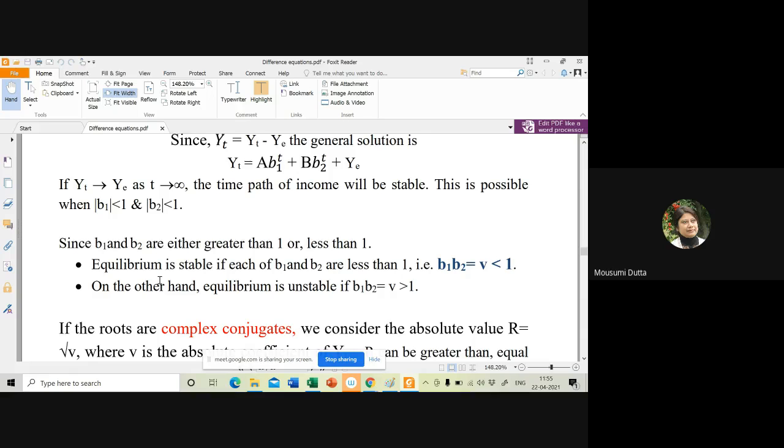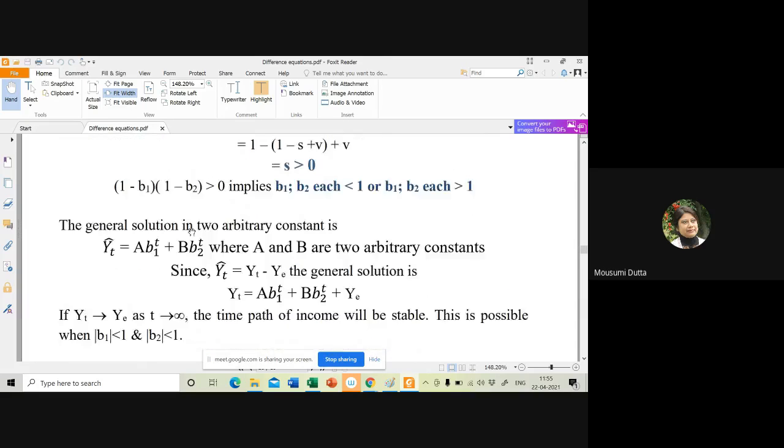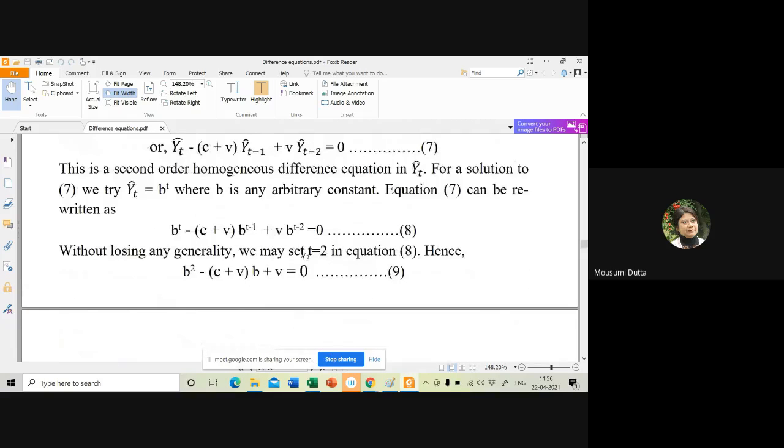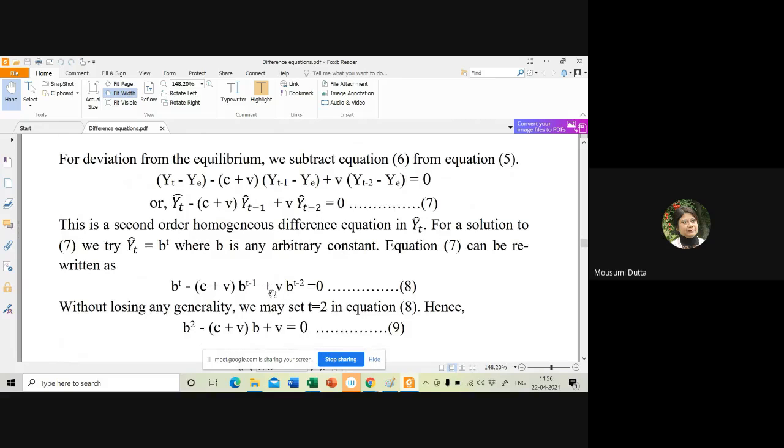Next, I have to consider the condition when the roots are complex conjugates. We have considered the case when the roots are real. If the roots are complex conjugates, we consider the absolute value R, which is equal to root over V, where V is the absolute coefficient of yt minus 2, the same thing which we discussed last day. This coefficient, associated with b to the power t minus 2 or yt minus 2 hat, I have to take the square root of.